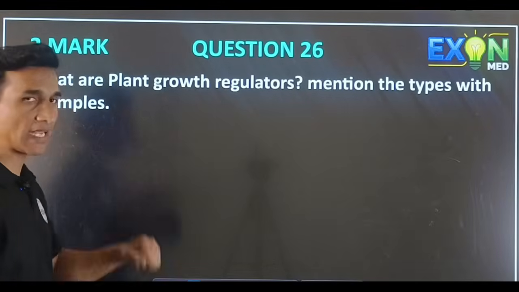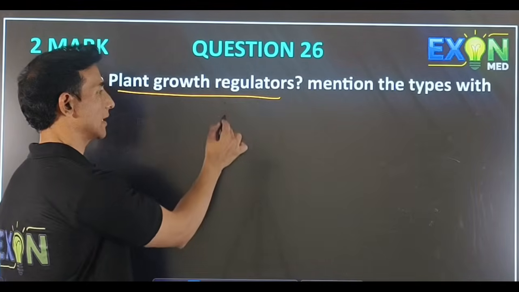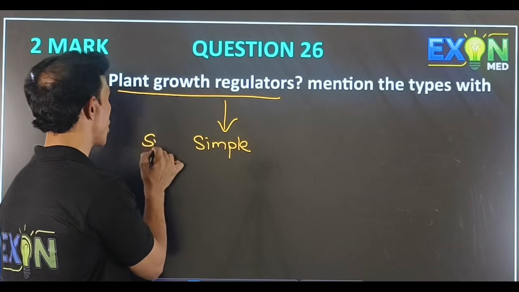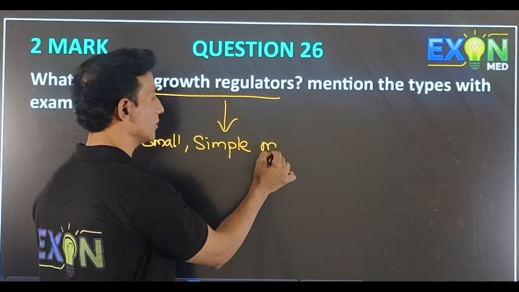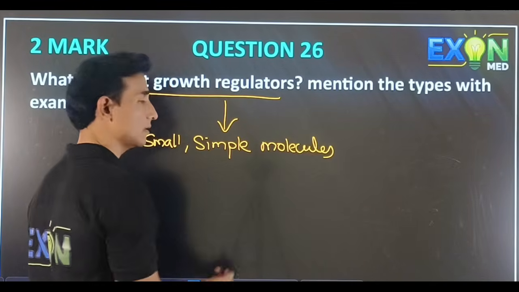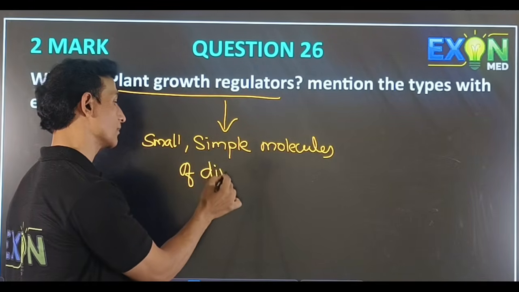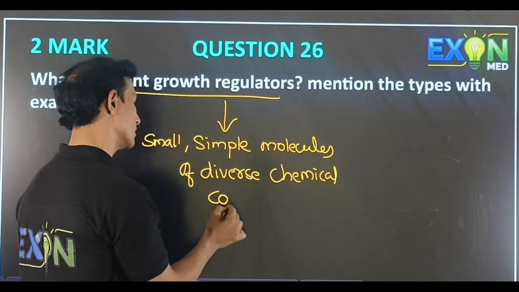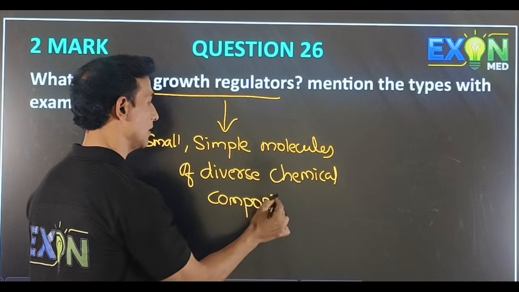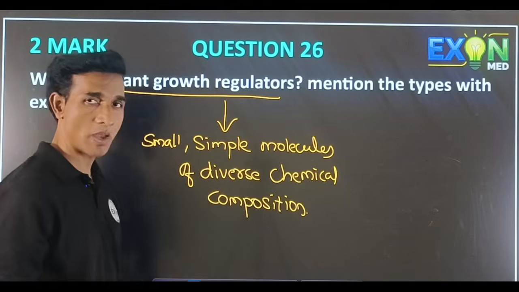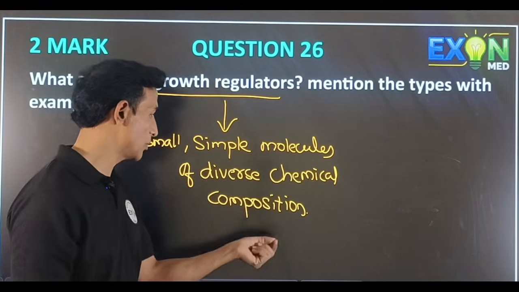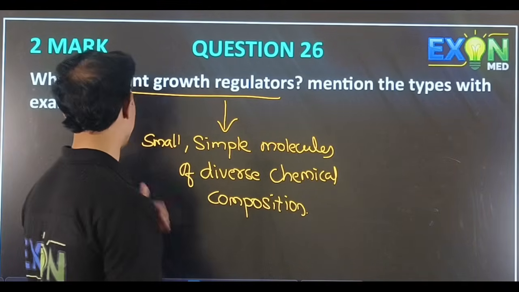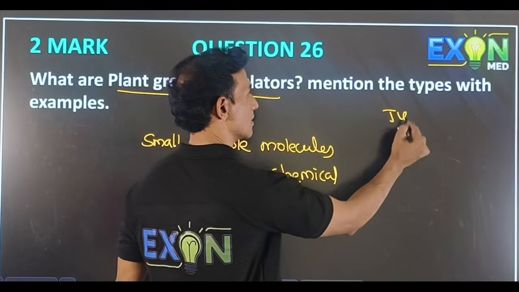What are plant growth regulators? Mention the types with examples. Plant growth regulators are small, simple molecules of diverse chemical composition. They are produced in small amounts. They are simple molecules of diverse chemical composition, and they are called plant growth regulators. Mention the types with examples.